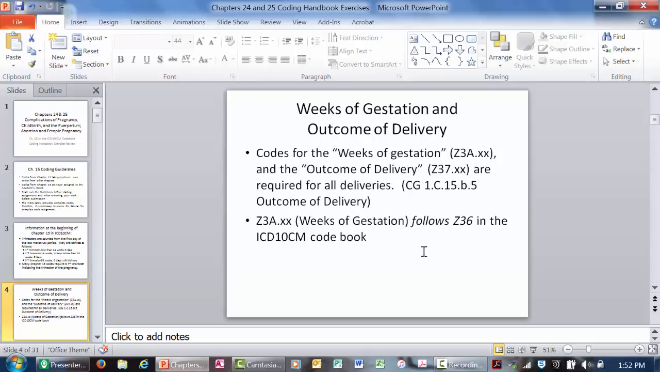Weeks of gestation must have been an afterthought or something, I don't know. But when you look for it in the code book, it's following Z36 for whatever reason. So that's why it's sometimes a little bit difficult to find. But it does tell you in the index that it follows Z36 to help you find your place in the code book.